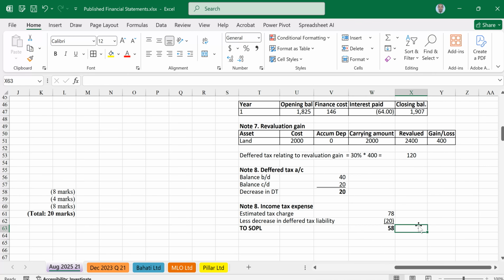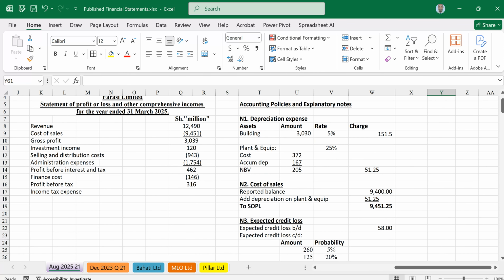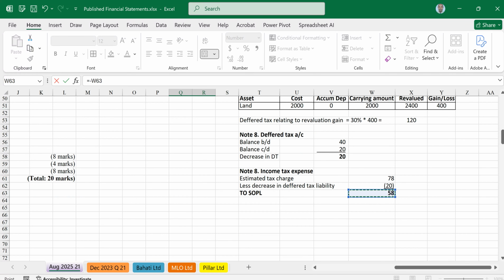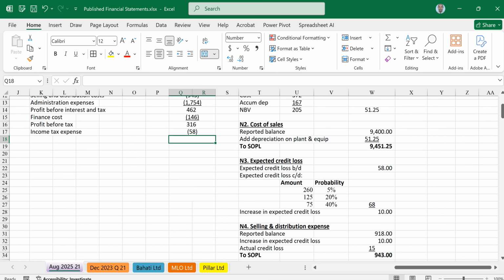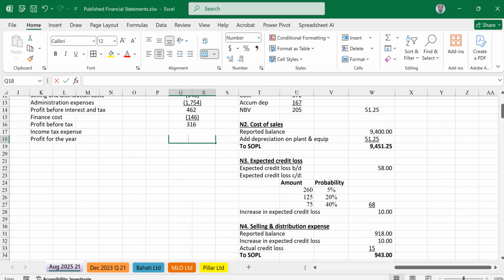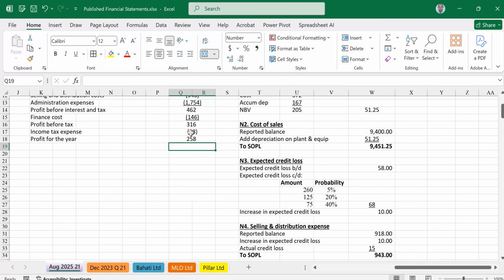So that one is fine. Tax expense now will be the figure that we have, negative 58. Then profit for the year. Profit for the year is 258. Then other comprehensive income.